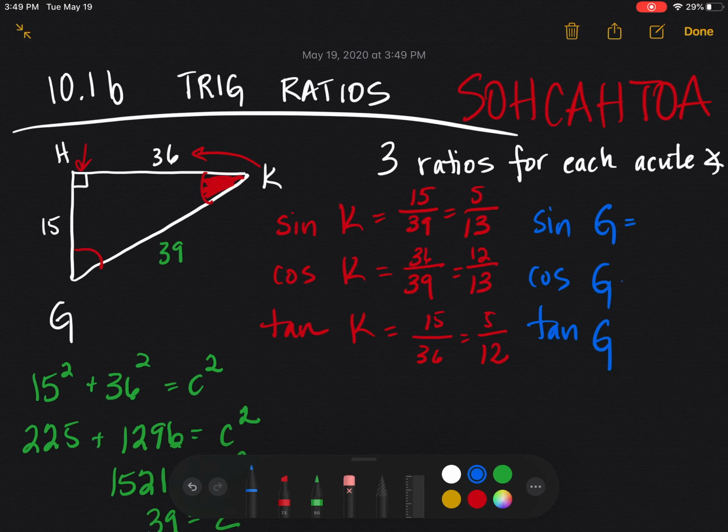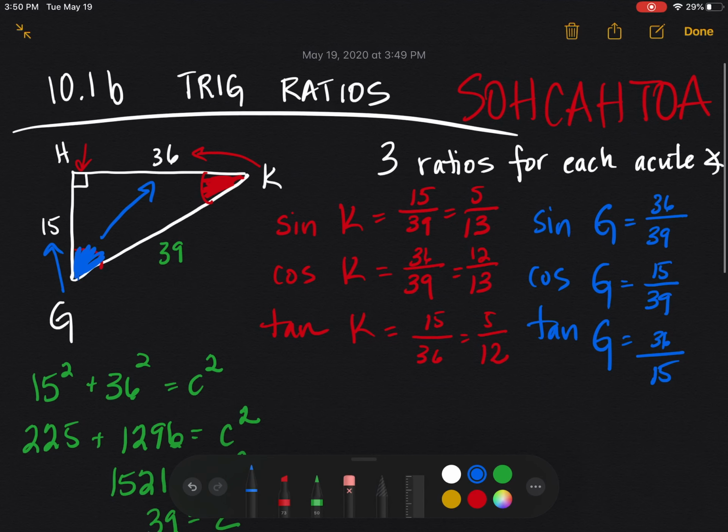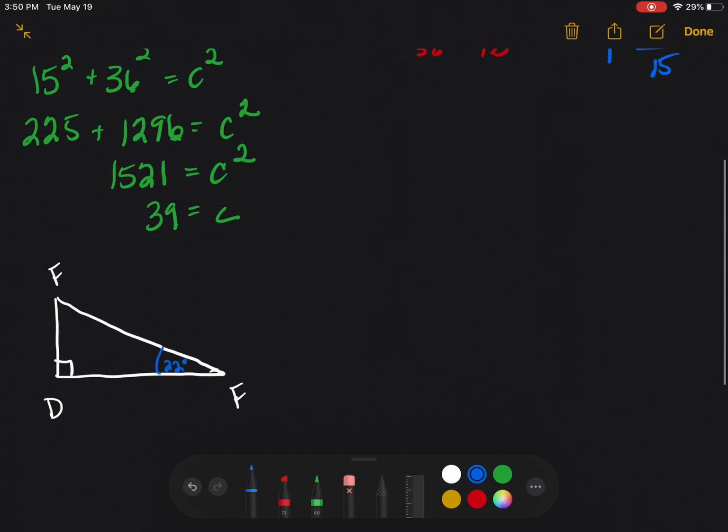Okay, I don't think I'm going to spend time on this for you guys, but we would do the same thing for G over here. This time our opposite is 36 and our hypotenuse is 39. Our adjacent is 15 and our hypotenuse is still 39. And our tangent is opposite, 36, over adjacent, 15. You can reduce all those fractions. So be on the lookout for that. Be careful of which angle you're choosing. And when they say each acute angle, they mean these two, in this case, K and G in this triangle.